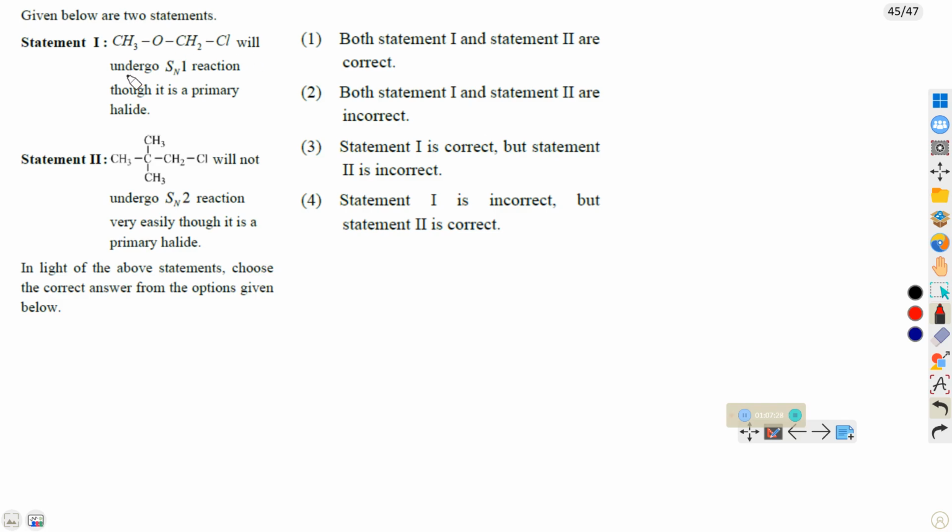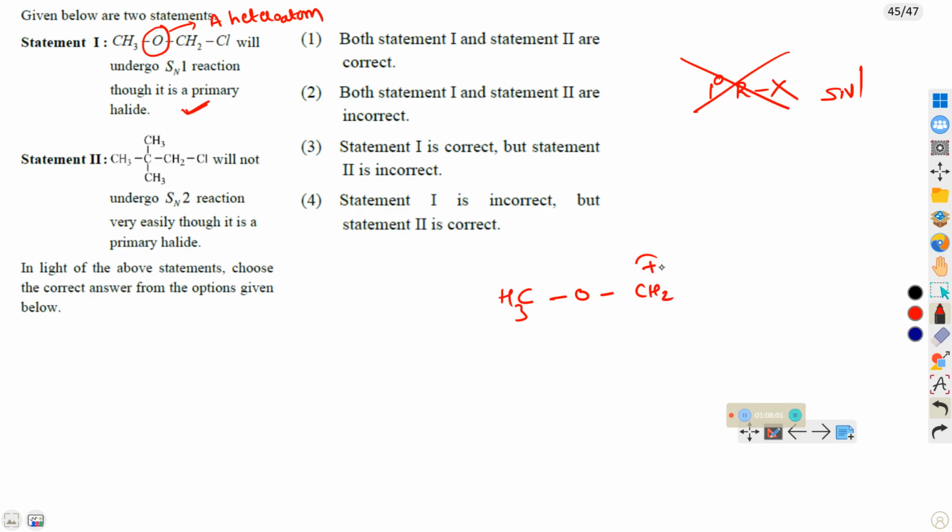CH3OCH2Cl will undergo SN1 reaction though it is a primary halide. Correct. Generally 1-degree alkyl halides are not favorable towards SN1, but it is favorable towards SN1 due to presence of a heteroatom. Heteroatom is oxygen. Then what happened? The formed carbocation CH3OCH2+ is resonance stabilized.